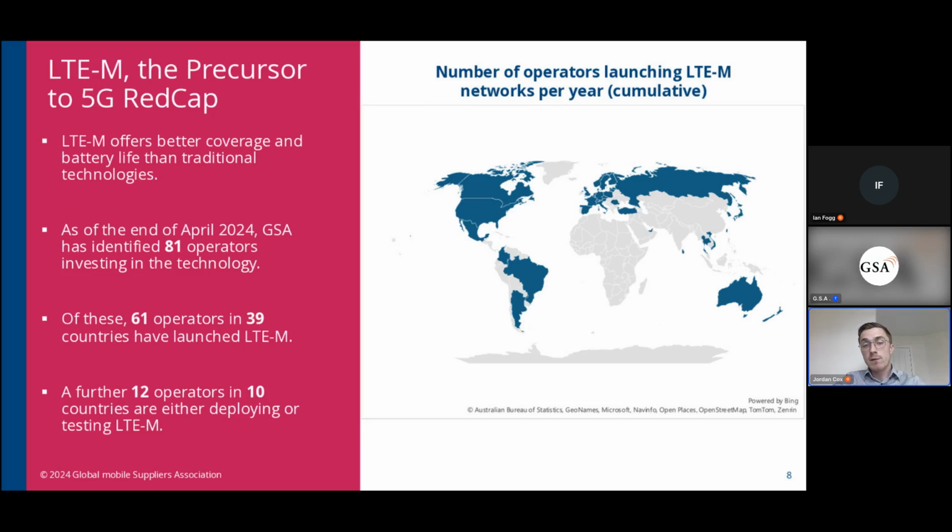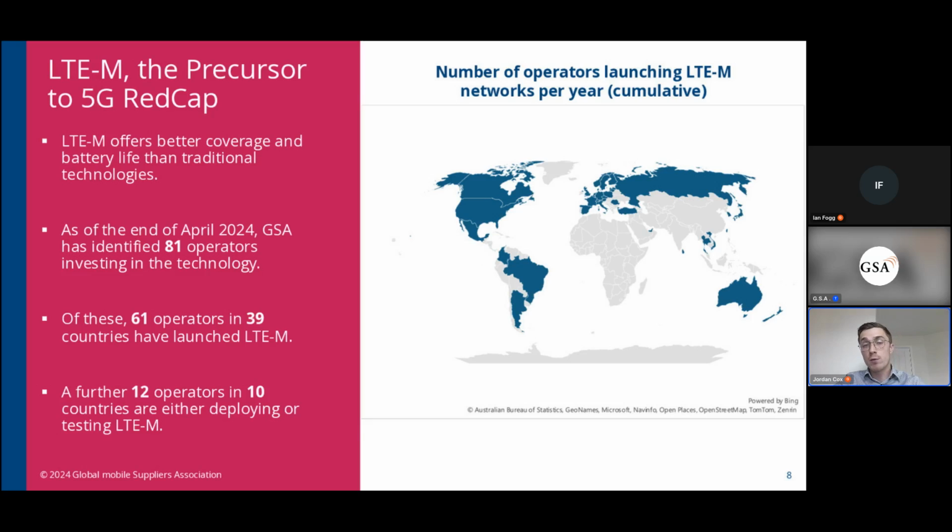So now diving into our first figures around LTE-M globally, which is a lower power, wide area technology specifically designed for IoT devices. It offers improved coverage and battery life compared with traditional cellular technologies, and is widely regarded as the predecessor to 5G RedCap. And with its global deployments, comparable benefits and applications, it could play a significant role in the continued growth of 5G RedCap as we move forward.